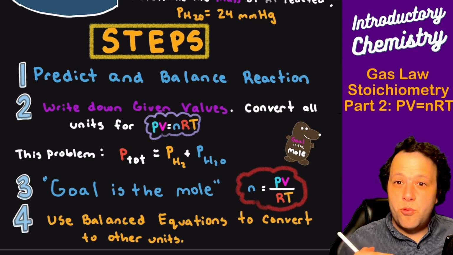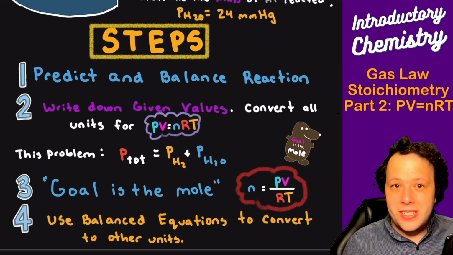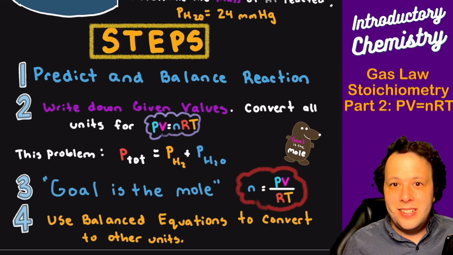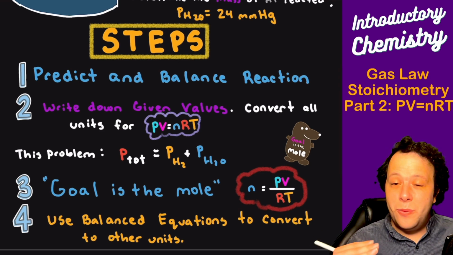After that, we want to write down all the given numbers to see, okay, we want to convert everything to the ideal gas units. Remember, our goal is the mole. So we want to make sure we get our moles, and then we want to convert to our final units. So that's a lot of steps to remember. So let's break this problem down one step at a time.